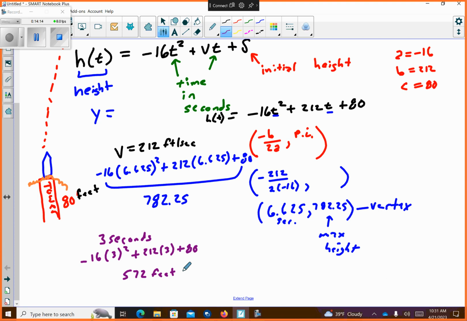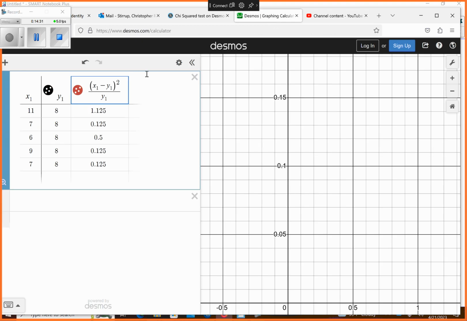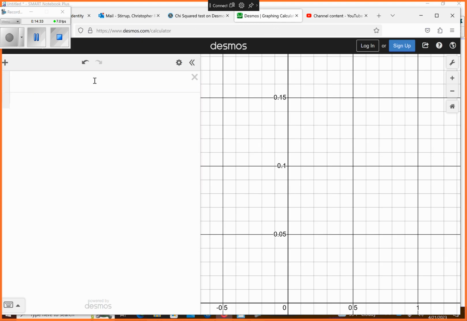And then it says, hey, when's this rocket going to hit the ground? You know what I'm going to do? We're actually going to look at a visual representation. I'm going to use something called Desmos. No, you can't use Desmos yet. But Desmos is a free operator. You don't need that. But I'm going to plug in my equation.